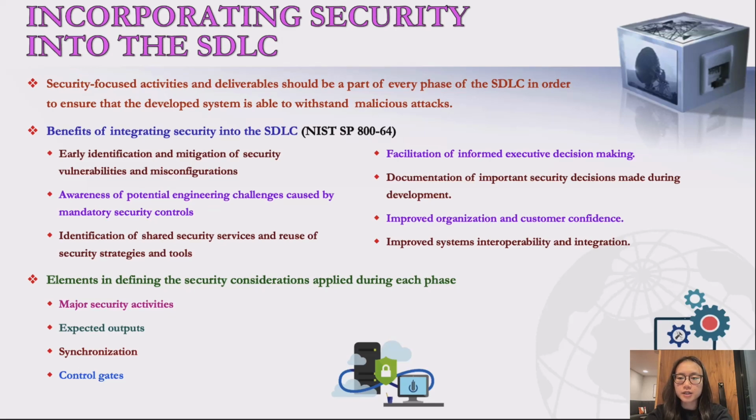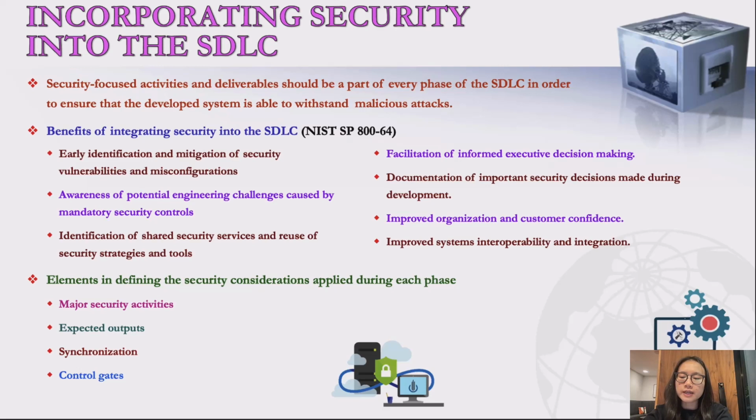The enterprise security considerations dictate that security-focused activities and deliverables should be a part of every phase of the system development lifecycle to ensure that the developed system is able to withstand malicious attacks. The National Institute of Standards and Technology special publication lists several benefits of integrating security into the lifecycle. First of all, it enables early identification and mitigation of security vulnerabilities and misconfigurations, and it results in lower costs of security control implementation and vulnerability mitigation.